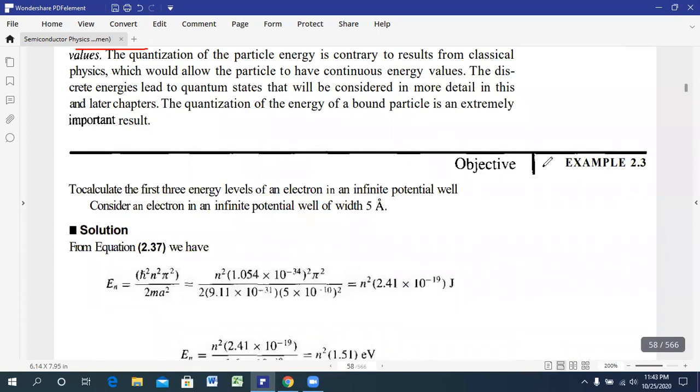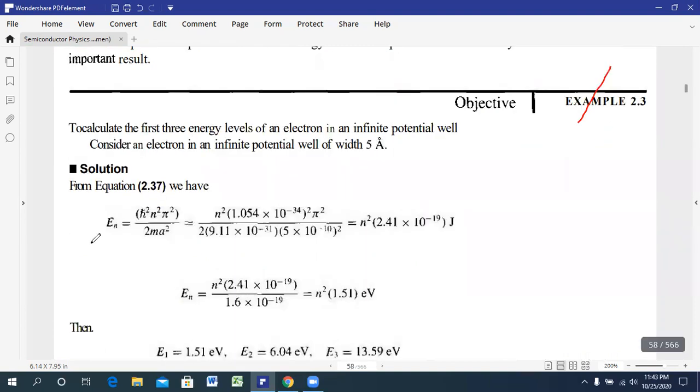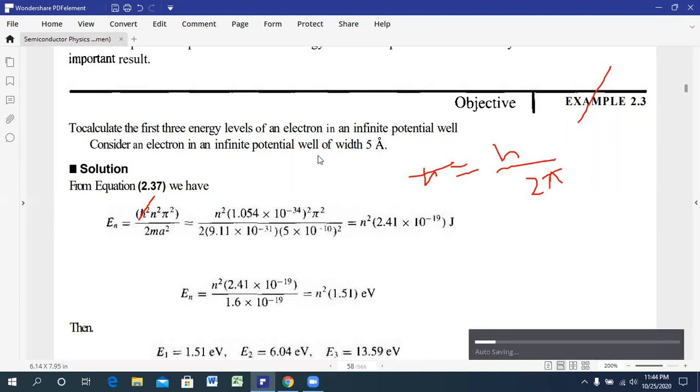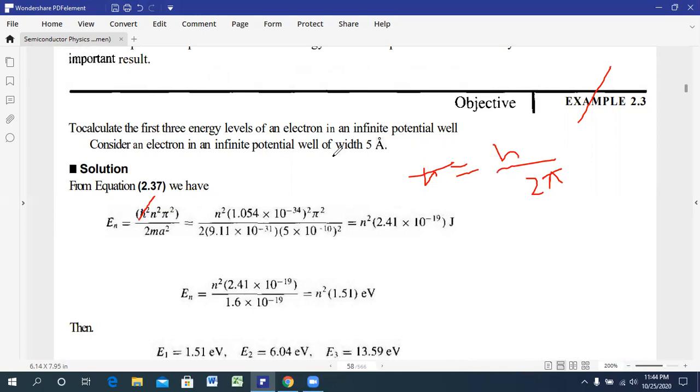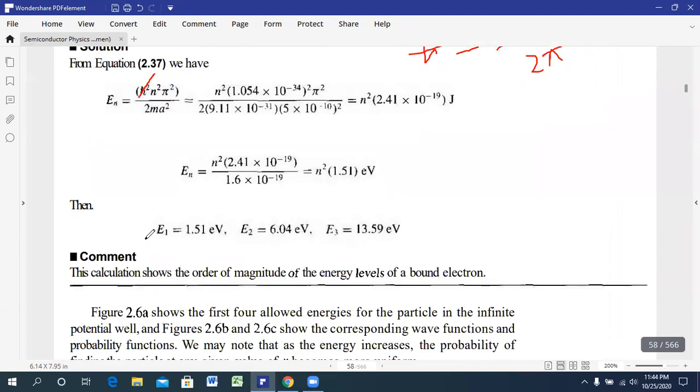So using these formulas, you have to solve example number 2.3. Very straightforward. So you know h bar equals h divided by 2 pi, where h is the Planck's constant. You know the value of pi equals 3.1416. Then m equals the mass of the electron, and a is the width, given as 5 angstrom. So using that formula, we can find out the E1 value, E2 value, and E3 value.